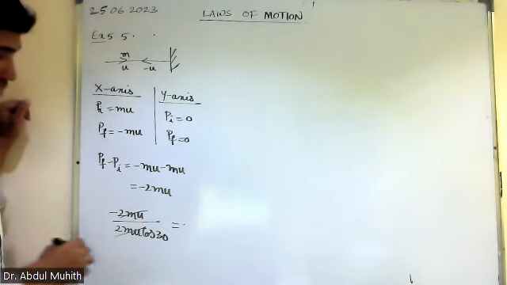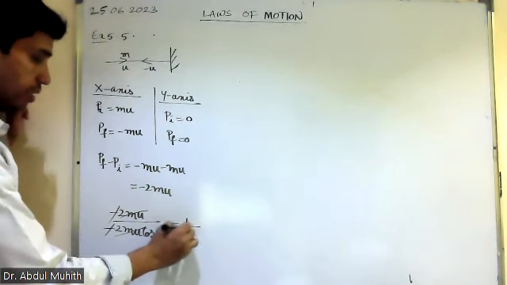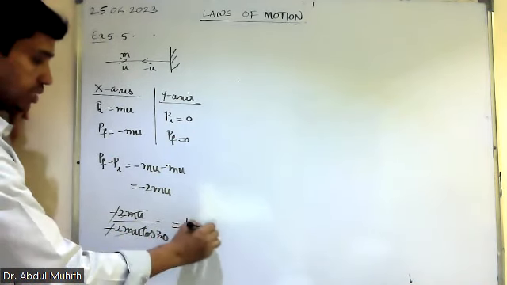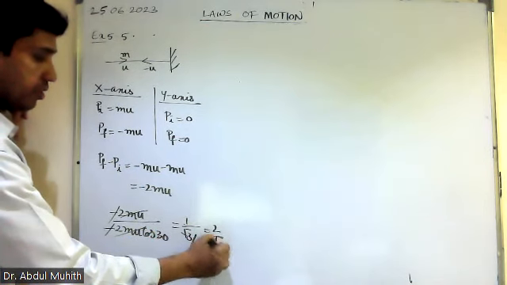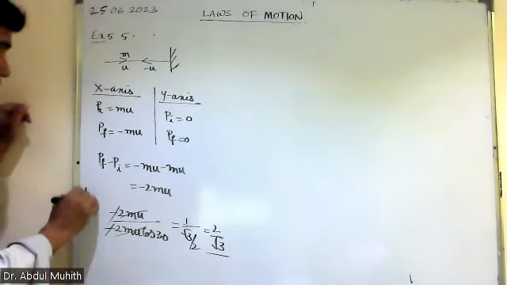Minus 2mu divided by minus 2mu cos theta. Minus and minus will go away. The answer is 1 by root 3 by 2. So the answer is 2 by root 3. Got it? Is it clear? Yes, this is the ratio.